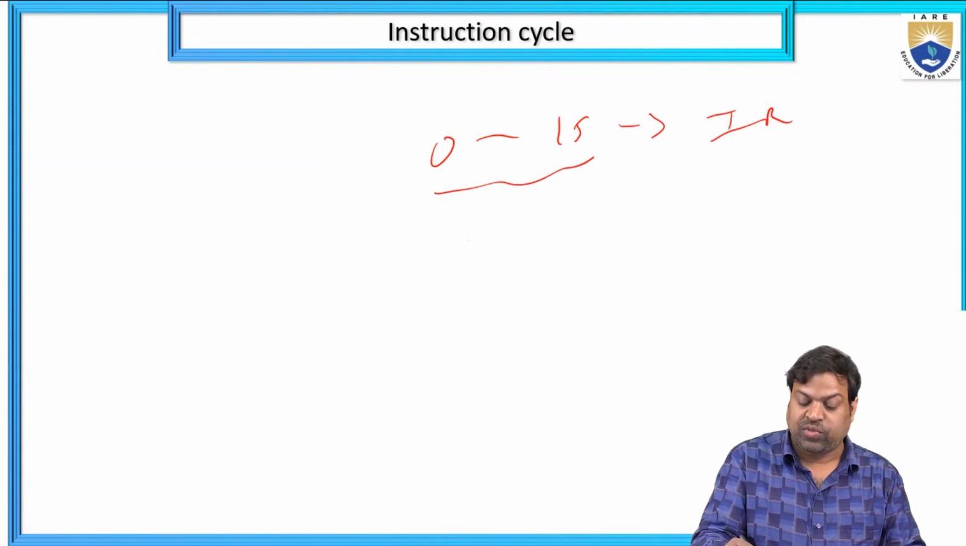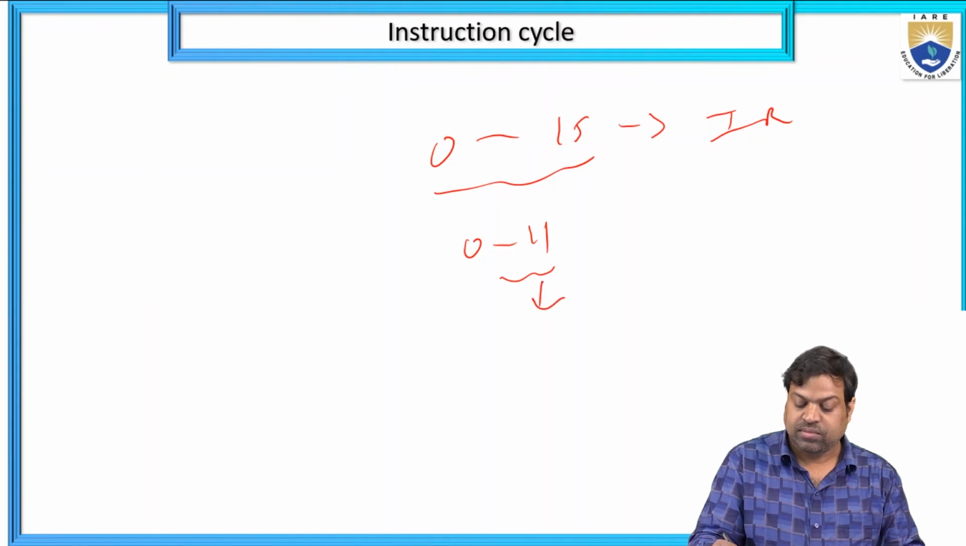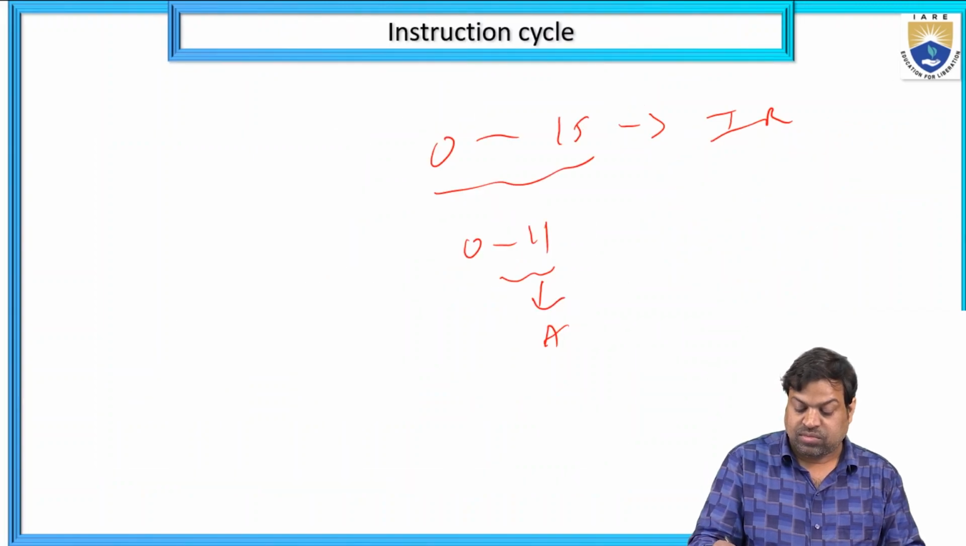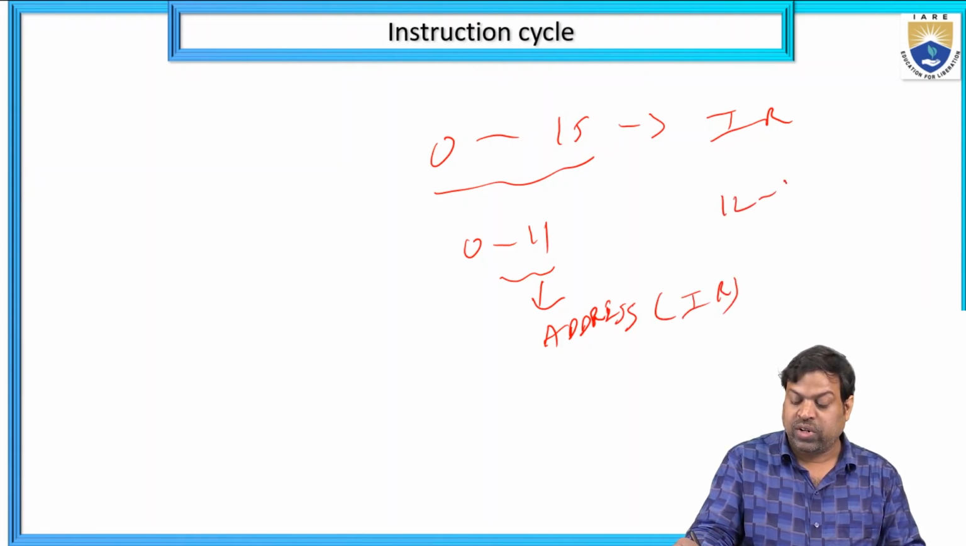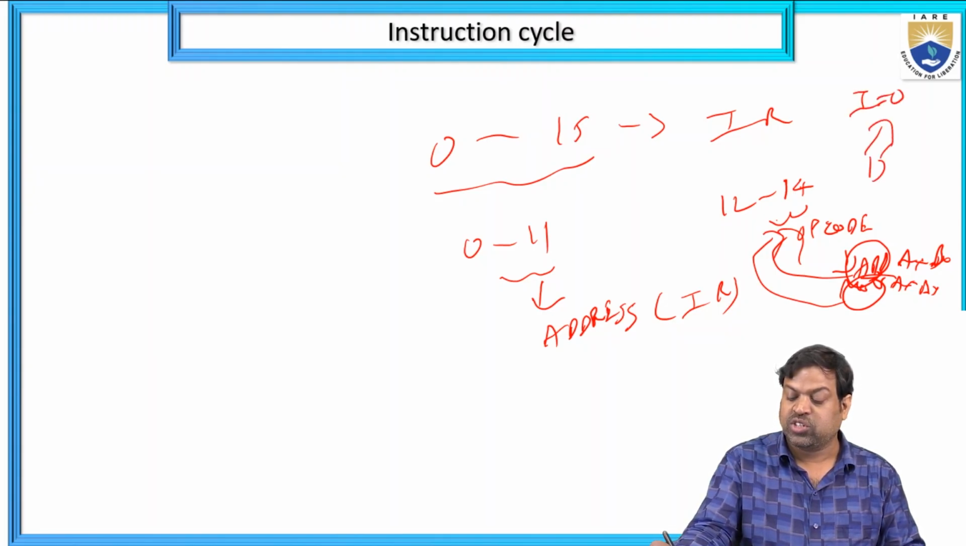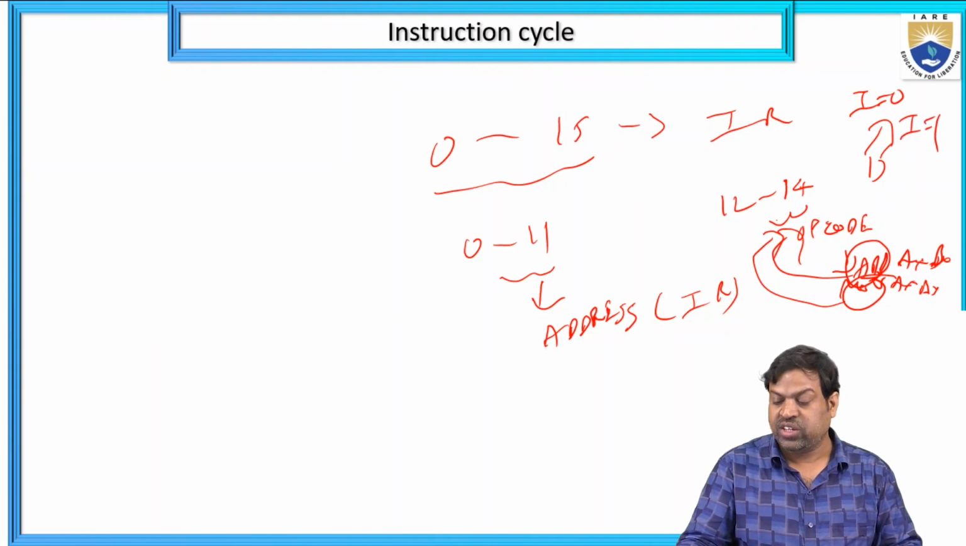Okay, so in the 0 to 15, 0 to 11 is the address or IR instruction register. 12 to 14 is the opcode. What is the opcode function here? Add AX comma BX: add is an opcode. Move AX comma BX: what is the opcode function? Move is an opcode. Okay. So the 15th bit is the interrupt. I equals 0 means there is no interrupt. I equals 1 means there is an interrupt.